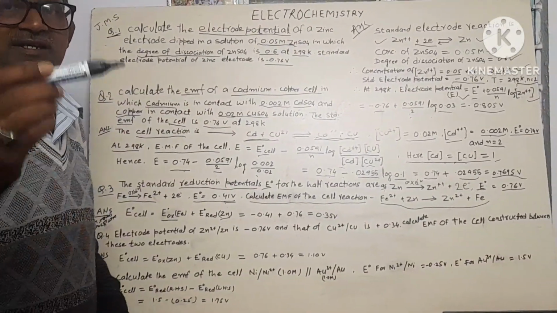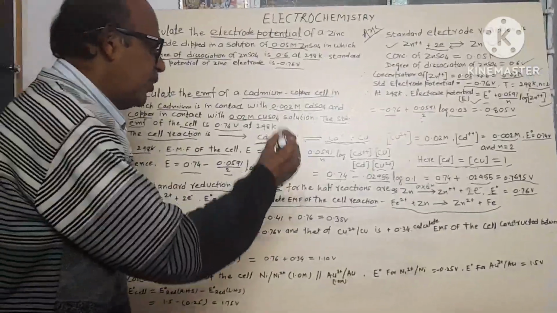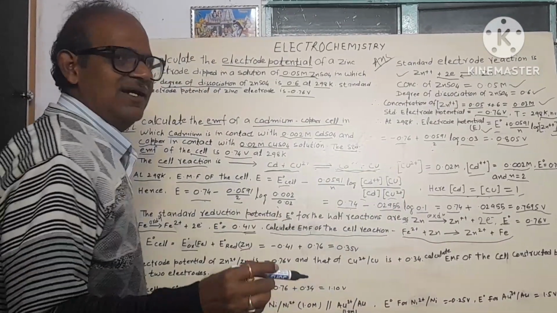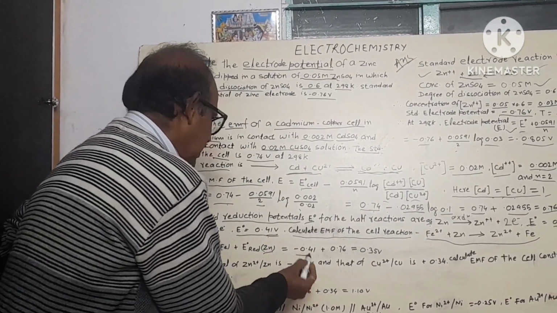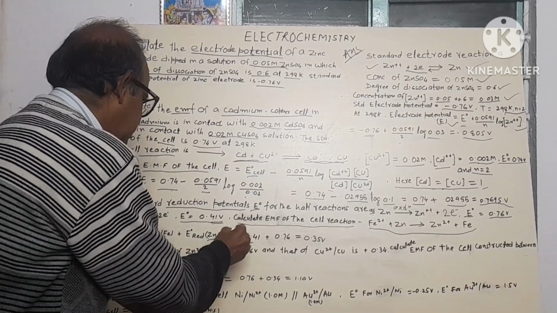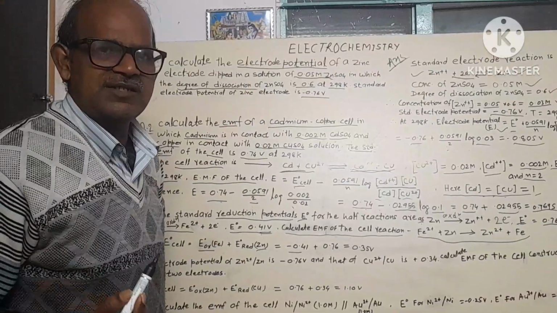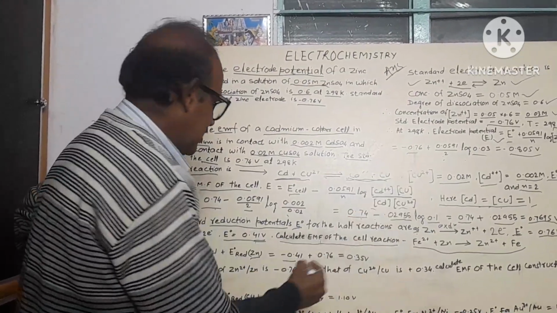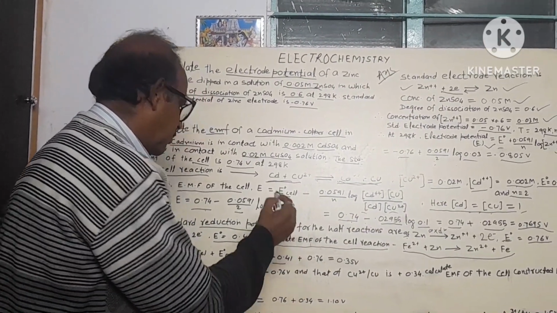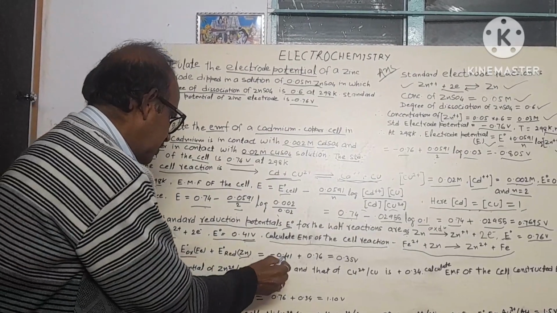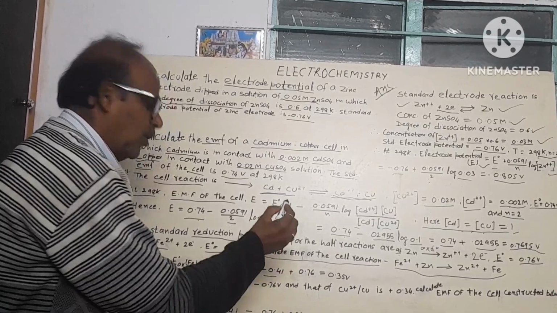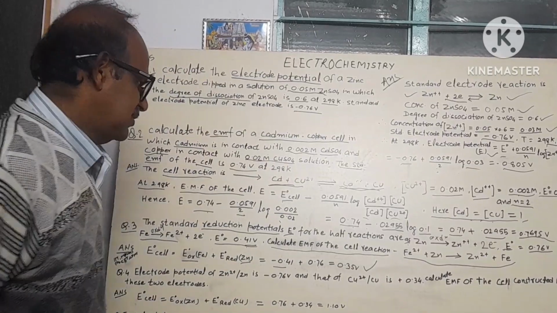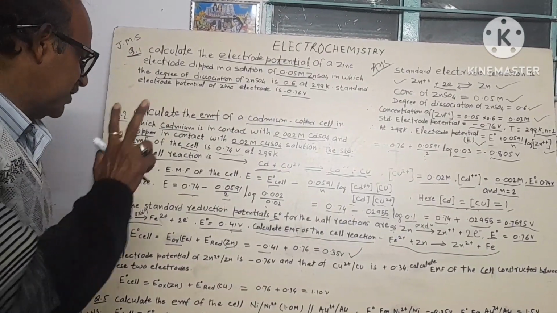Then E cathode minus E anode. E cathode means 0.76, and after that minus E anode, that is minus 0.41. You have written minus 0.41. Then you will get the value 0.35 volt. Correct?